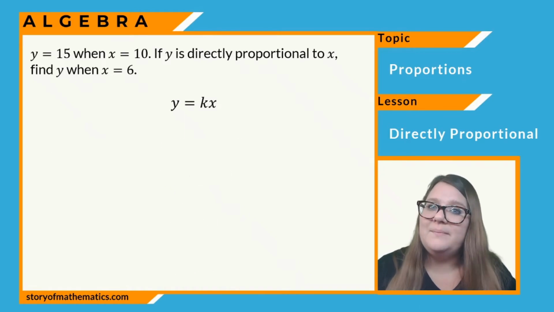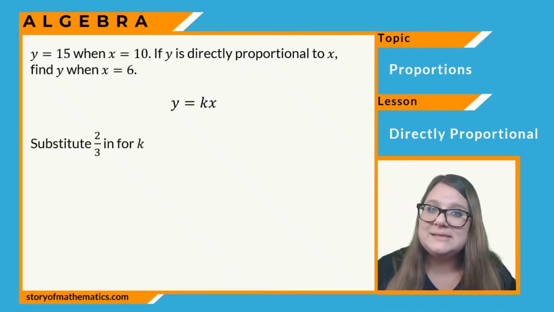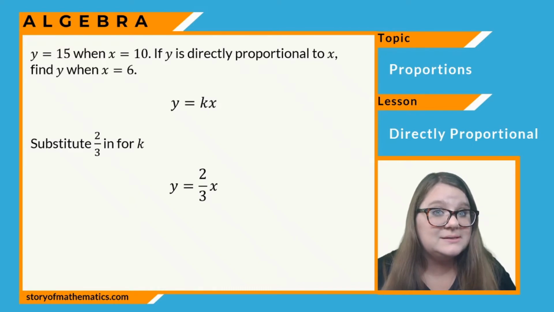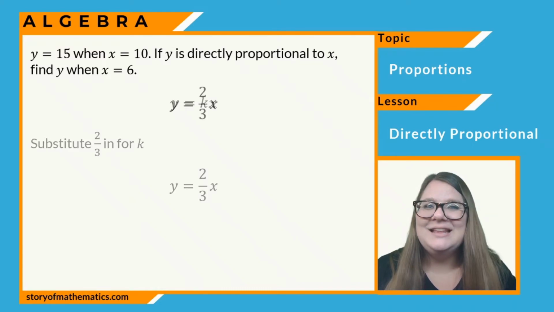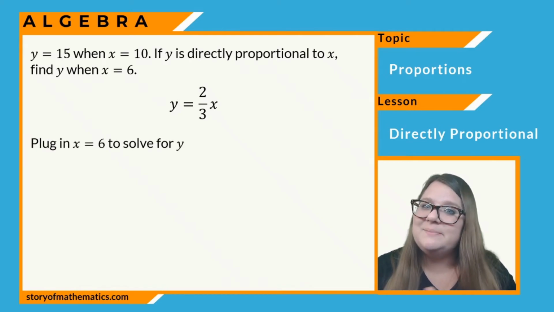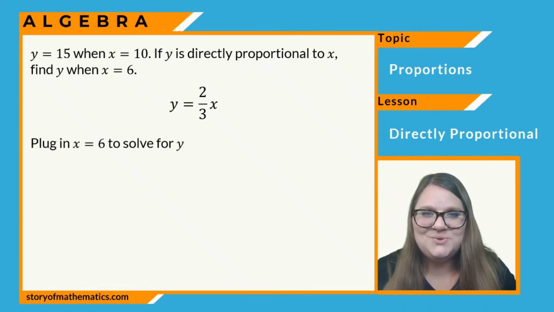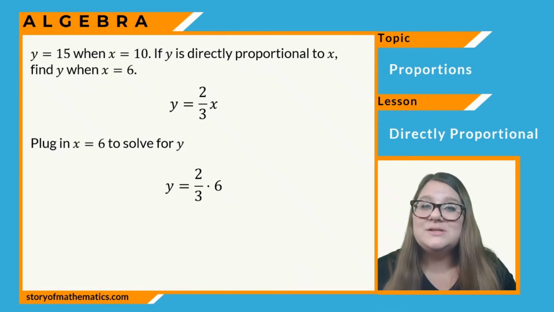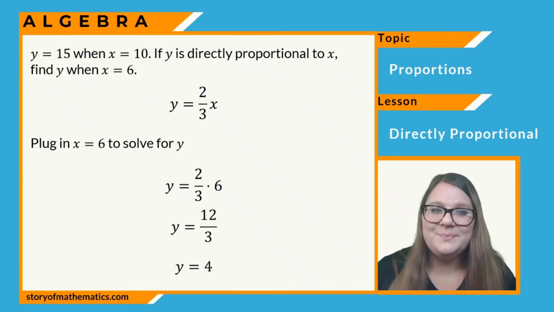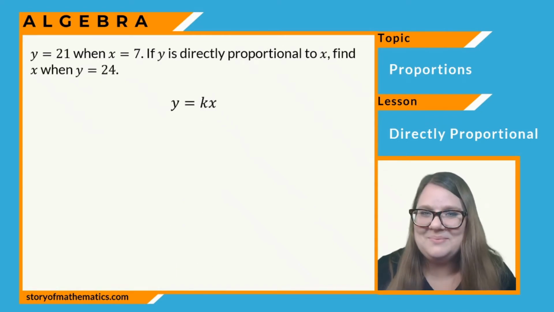So when I come back to my equation and I replace k with 2/3, I now know that y equals 2/3 times x. That means I can now find out what y is when x equals 6 simply by plugging 6 into my equation. y equals 2/3 times 6, or 12/3, which simplifies down to 4. Let's try one more problem.